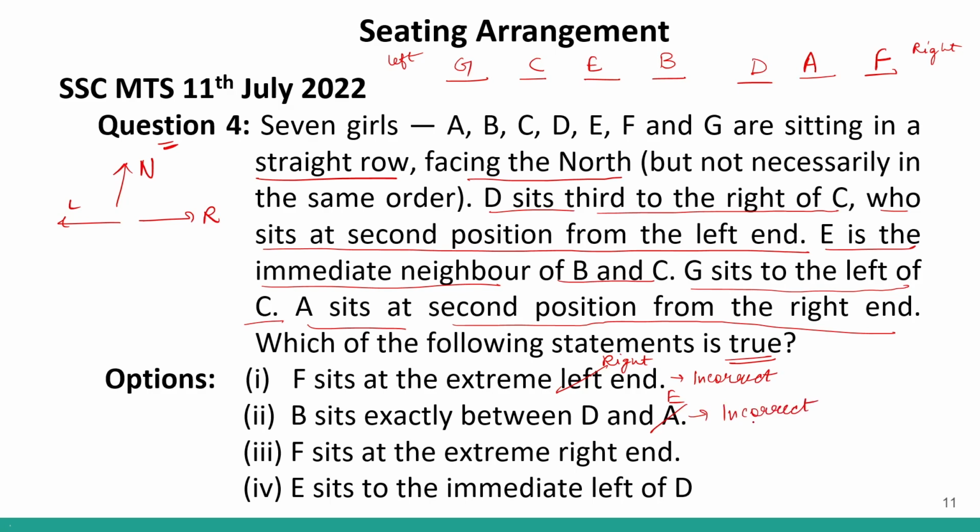Moving on to option number 3. Option number 3 says F sits at the extreme right end. So, this is the true statement. Let us check the fourth statement. It says E sits to the immediate left of D. No, E is not immediate left of D. E is second to the left of D. Therefore, this statement is also incorrect. We have to find out which is the true statement. The true statement is statement number 3. Therefore, my answer will be option number 3. Clear? This will be my answer.